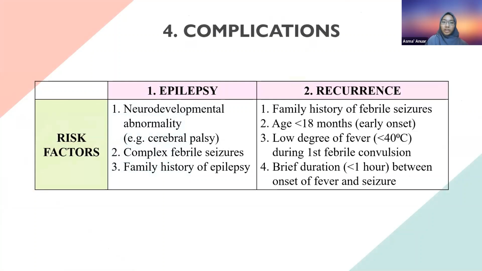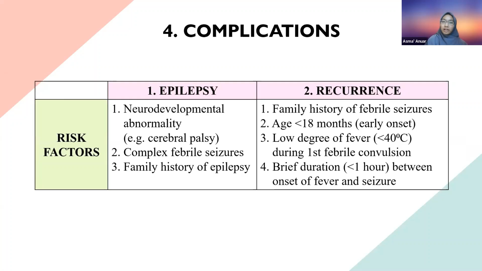So for the complications of febrile seizure, there would be two. Firstly is epilepsy, and secondly is the recurrence of febrile seizure. There are risk factors for both complications. For epilepsy, the risk factors are neurodevelopmental abnormality, such as cerebral palsy, which will be explained later in the seminar, complex febrile seizures, and family history of epilepsy.